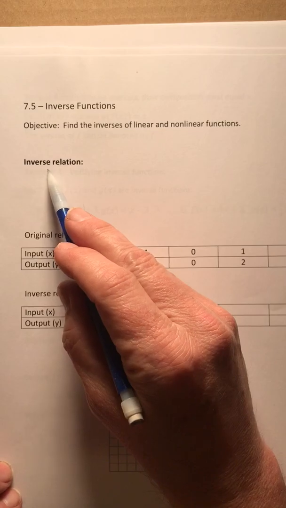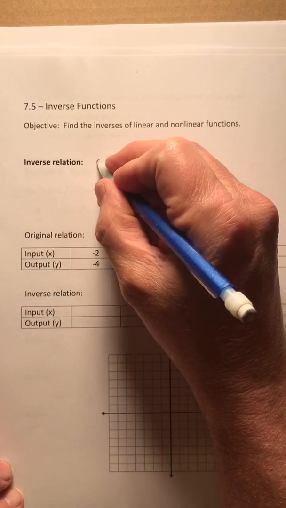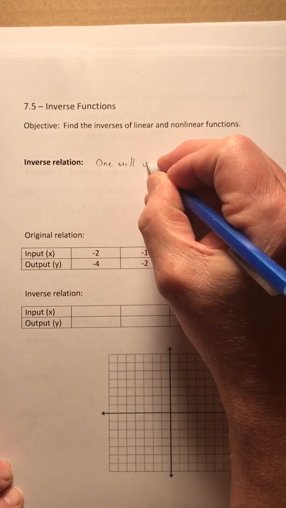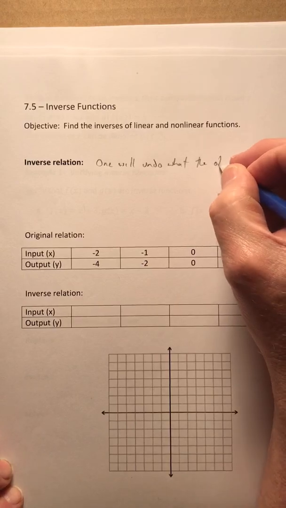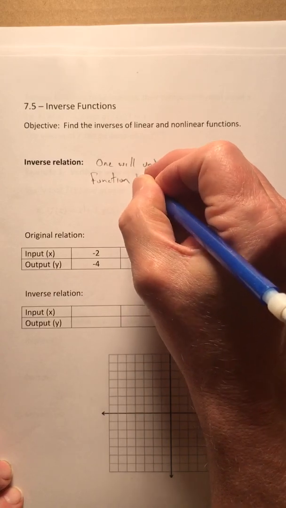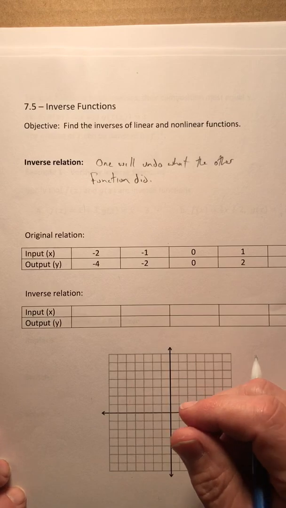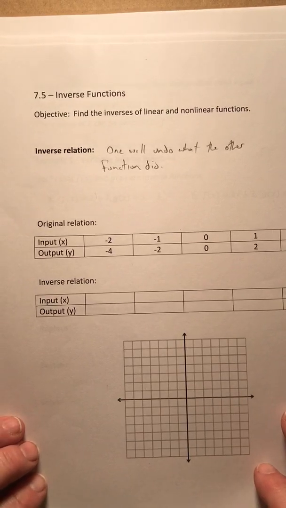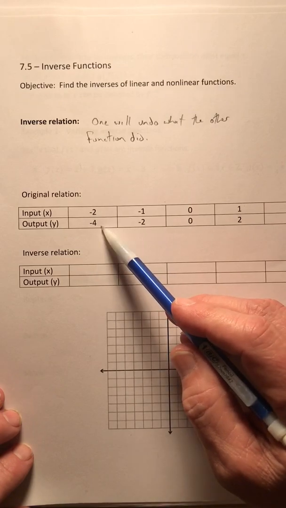All right, the relationship between inverses is that one function will undo what the other function did. So that's what the relationship is between an inverse, that one function undoes what the other one does to a number. Okay, real easy.